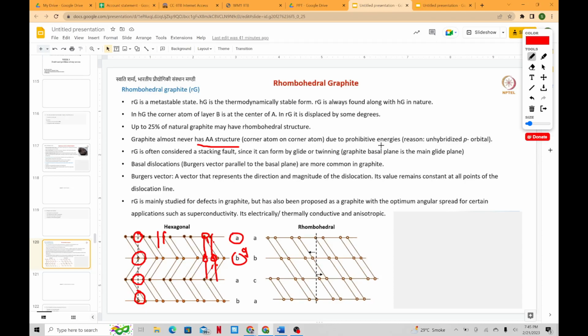Due to prohibitive energy reasons, unhybridized p orbital. Rhombohedral graphite is often considered a stacking fault since it can form by glide or twinning. Again, a new term came. Graphite basal planes are the main glide plane. If I explain that, you may not go and read. That's why in the next class I will probably take up one of the sections on all this, if time permits. So again, do you guys know what glide and twinning are?